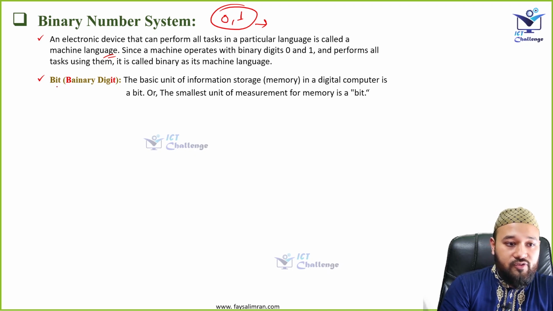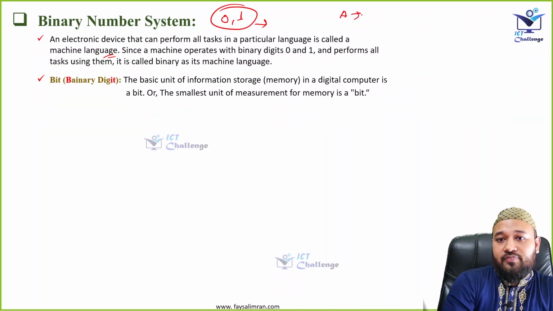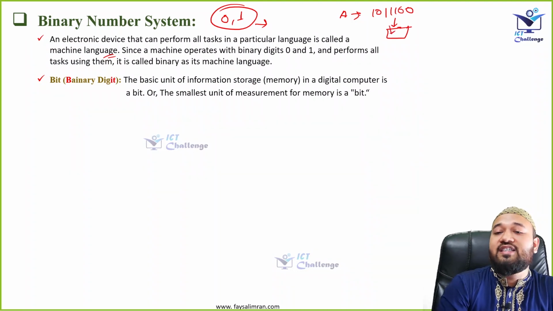So bit, the full form of the bit is binary digit. The basic unit of information storage in a digital computer is a bit. That means when we are going to store a digit or a number inside an electronic device, it is actually stored as a bit. If we write A, it is converted to a binary number, and the device stores this binary number, that is a bit or binary digit.